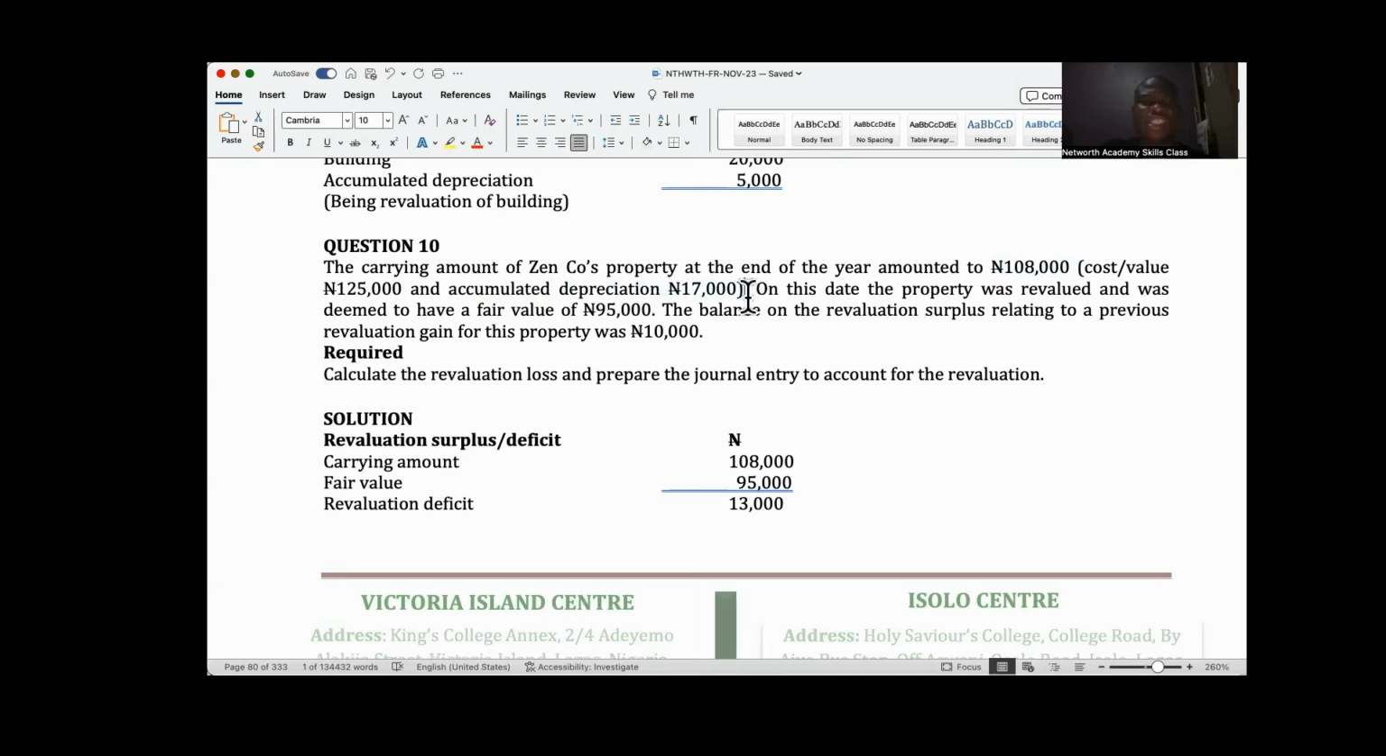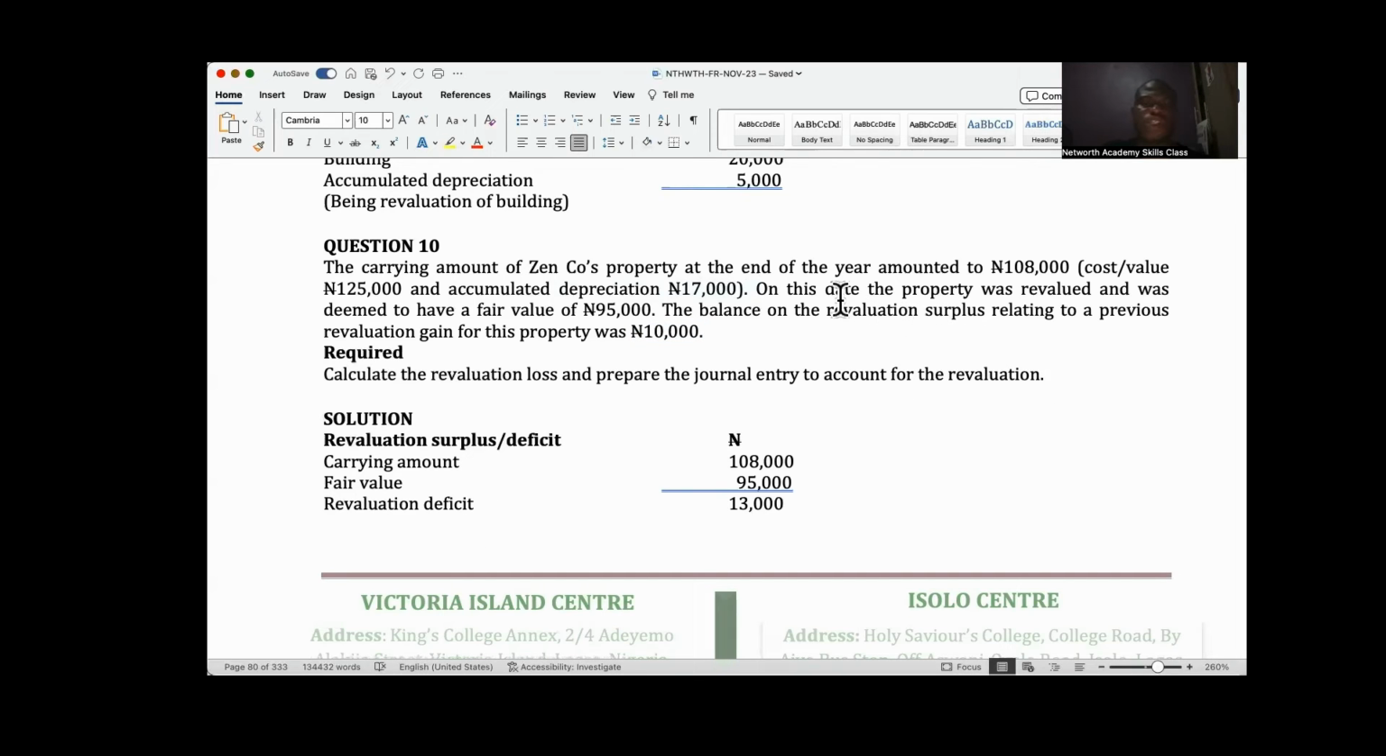We now say that on this date, meaning the day they gave us this carrying amount, the property was revalued and was deemed to have a fair value of 95,000. They went further and said that the balance on the revaluation surplus relating to a previous revaluation gain is 10,000. They are saying that there was a previous revaluation gain of 10,000 on this asset. We're now required to calculate the revaluation loss and prepare a journal entry to account for the revaluation.